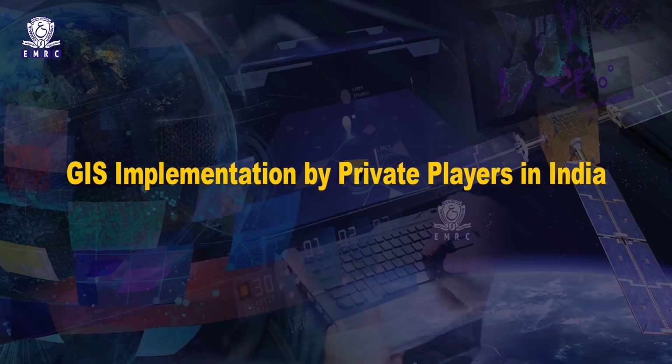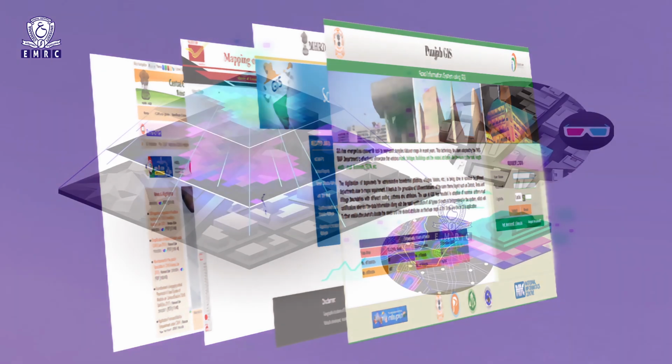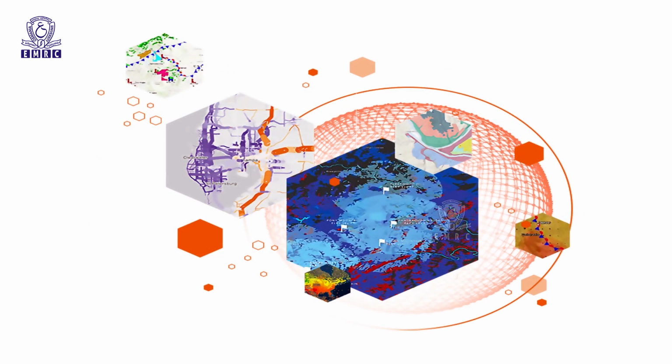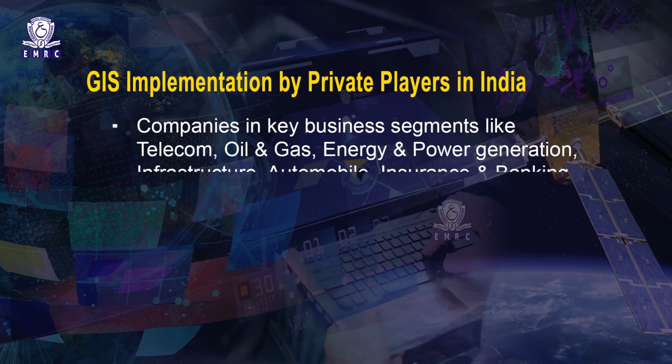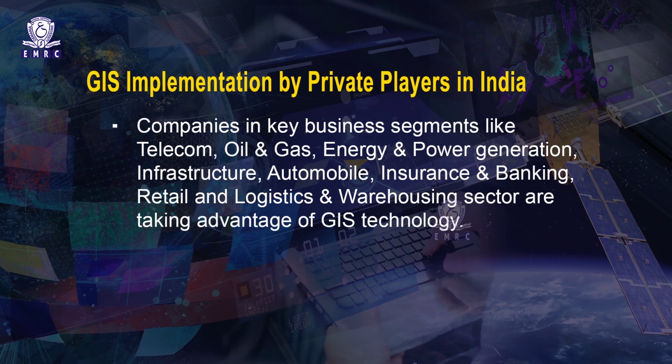GIS implementation by private players in India. Over a period of time, private organizations also implemented GIS for optimizing their business needs in India. GIS has the capability to visualize, manage and analyze any business asset, be it personnel, clients or facilities. Companies in key business segments like telecom, oil and gas, energy and power generation, infrastructure, automobile, insurance and banking, retail, and logistics and warehouse sectors are taking advantage of GIS technology.